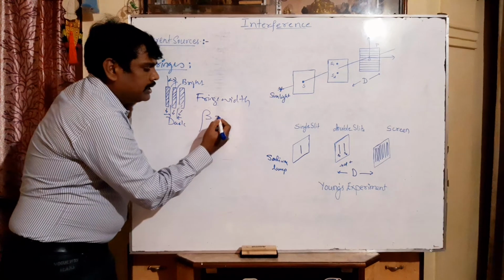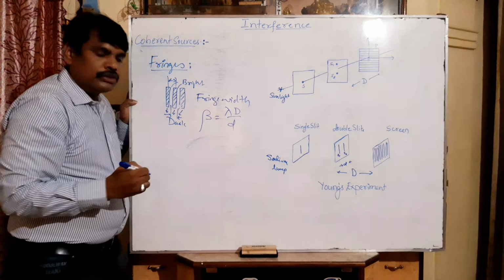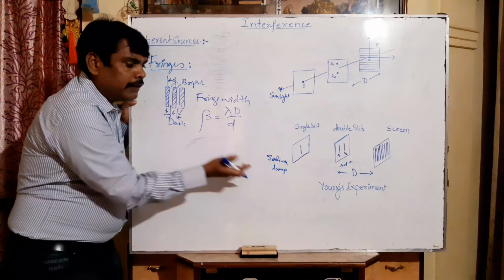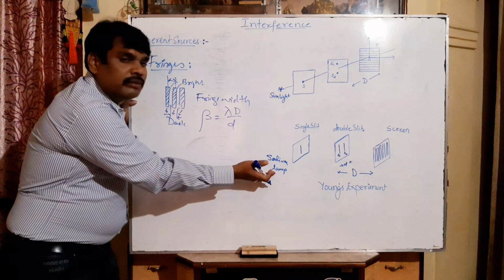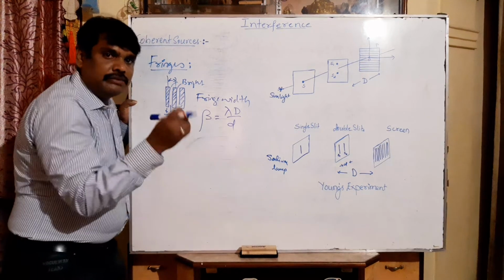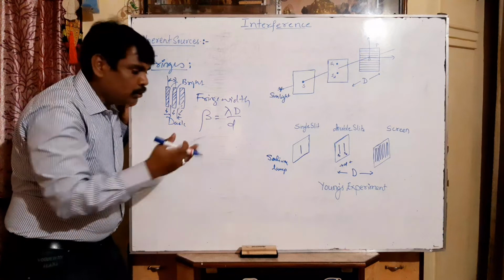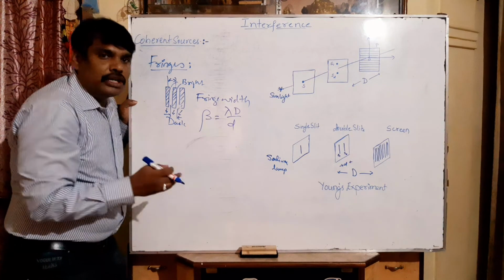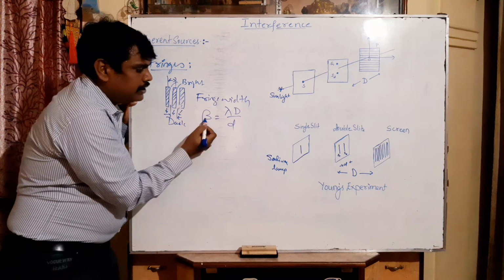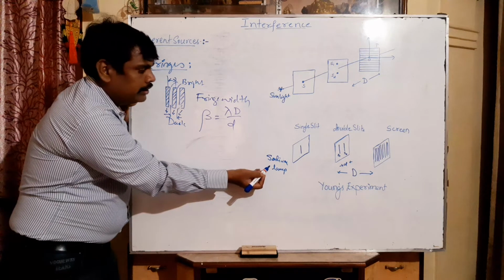This fringe width beta is equal to lambda D divided by d. So on what factors does the fringe width depend? It depends on the wavelength of light used. If you use a longer wavelength, the fringe width is longer. If you use red light, the fringe width is wider. If you use blue light, compared to red, blue has a shorter wavelength, so the fringe width is smaller. So the fringe width is directly proportional to the wavelength of monochromatic light used.